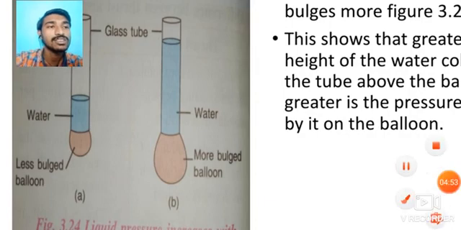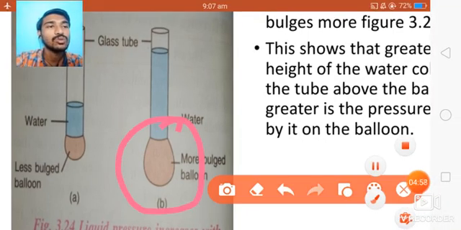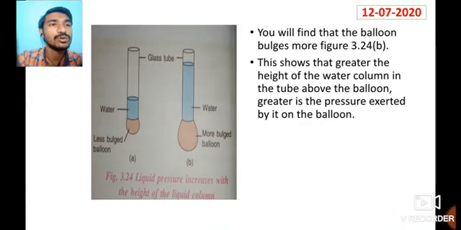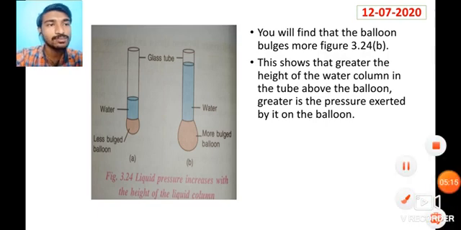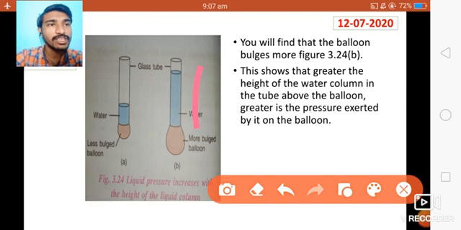Here you can see in the figure the balloon bulges more. So why is the balloon bulging more? This shows that the greater the height of the water column in the tube above the balloon, the greater is the pressure exerted by it on the balloon. That means if the height of the water column inside this glass tube is very high, then the pressure exerted on the balloon will also be very high.